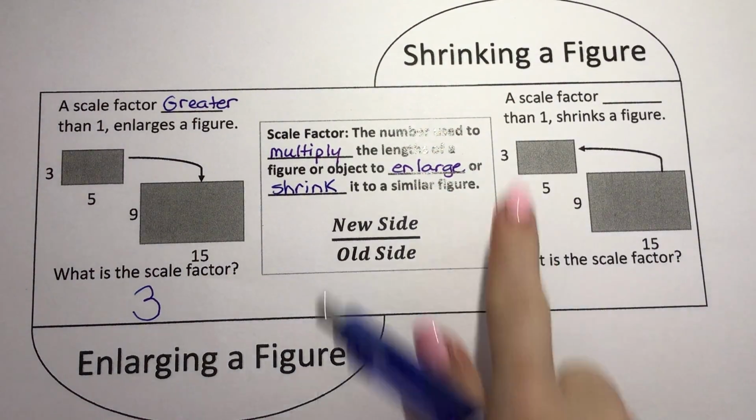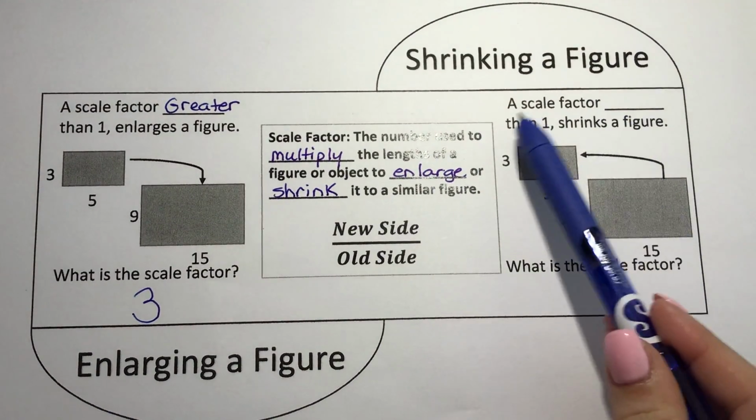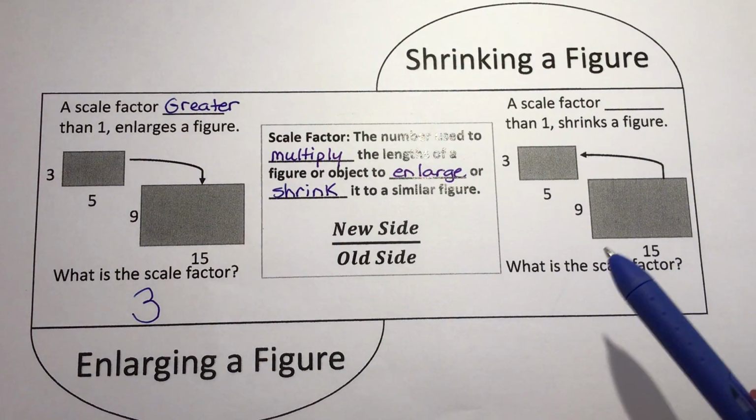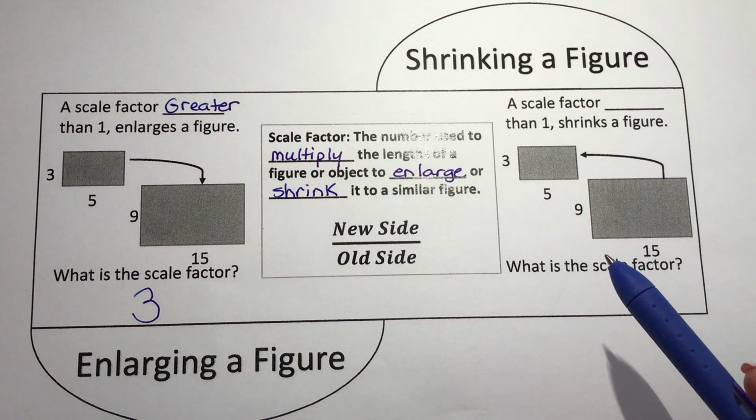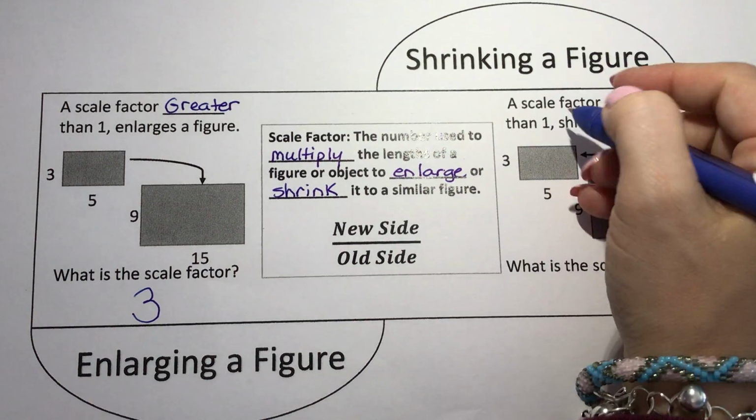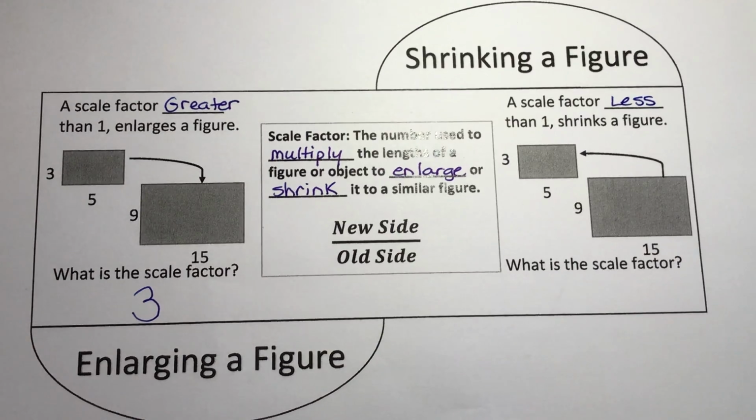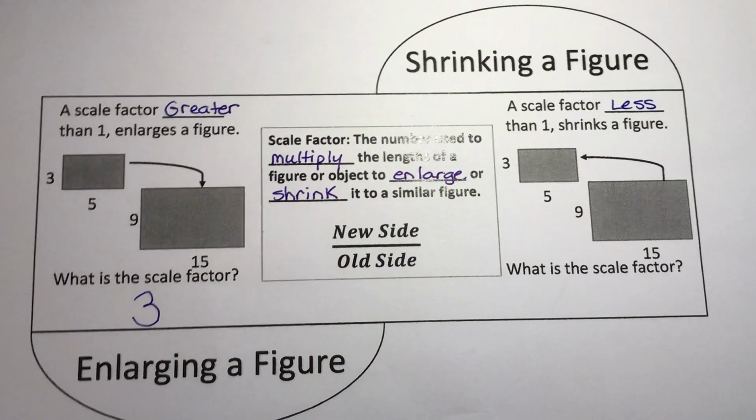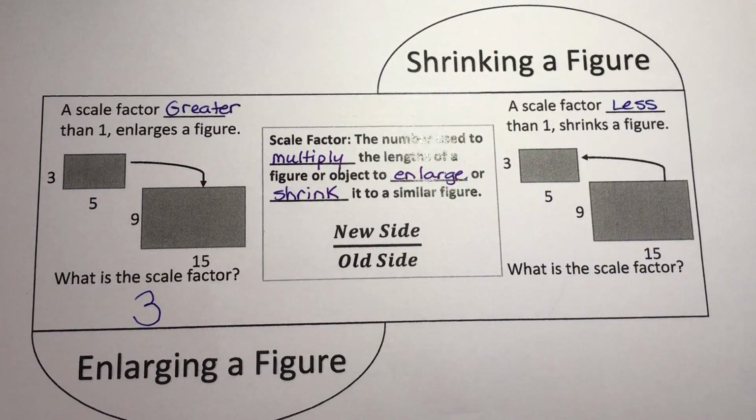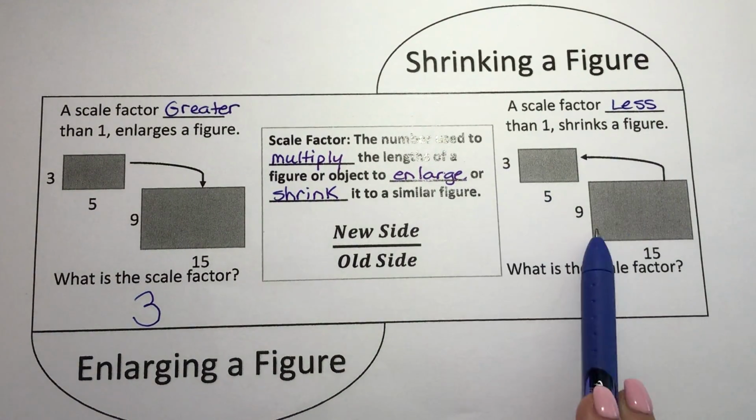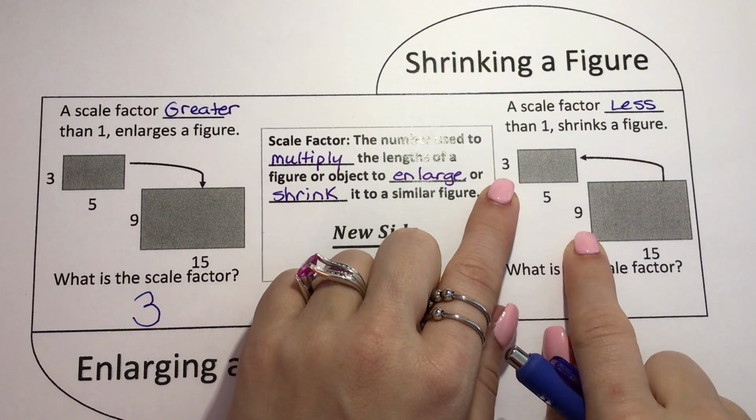All right, so let's look at shrinking a figure. If a scale factor is blank than 1, it shrinks the figure. So you have to divide it. Nope, we're not dividing. If it's less than 1, and Quentin, I'll tell you why in a minute. Scale factor is all about multiplying, okay? Now what we're going to do is look at how did they get from this to this? How did they get from 9 to 3? You guys say you divided by 3, right? But we can't divide, we multiply.